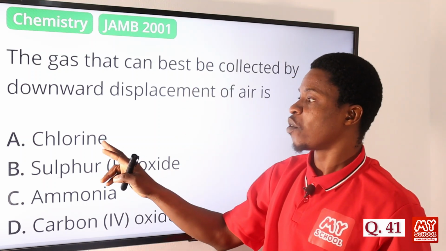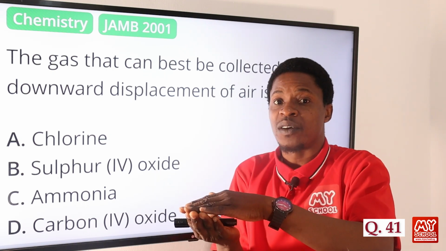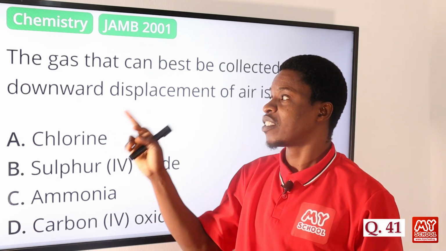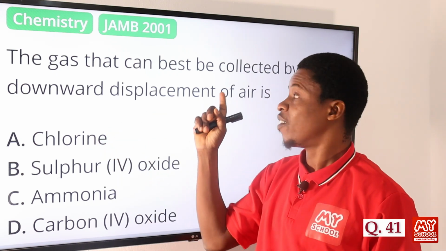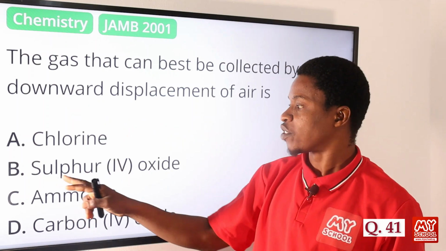But in the case of chlorine, chlorine is actually denser than air, so it is underneath while air is above. So to collect this one, you need upward displacement of air, so not the downward chlorine.